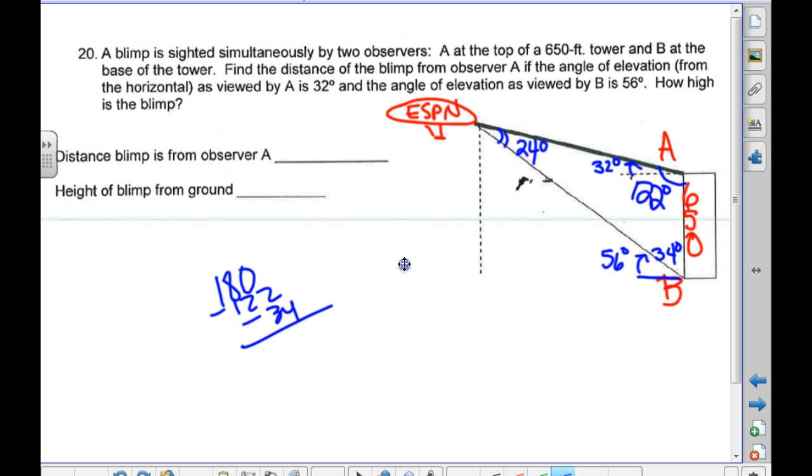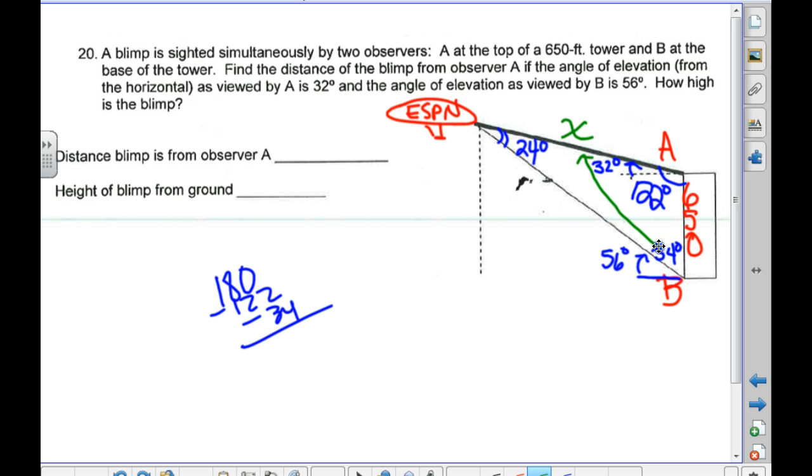Okay? There are two questions asked, one of which you can find now, and one of which you still need to do something else before you can find. The first is, how far is the blimp from observer A? Can you find X right now? No.